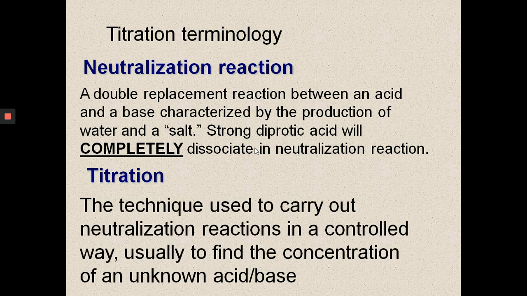Okay, titration. So what is titration? This is a technique used to carry out the neutralization reaction in a controlled way, usually to find the concentration of an unknown acid and base. So titration by itself is a whole new chapter. This is an application of acid and base chemistry, and the titration is usually a lab technique used to find out the concentration of an unknown solution.